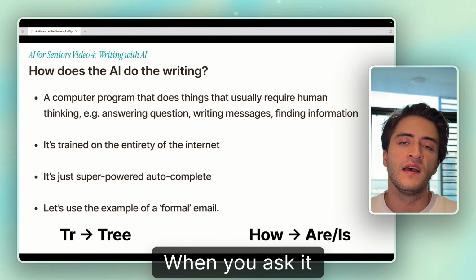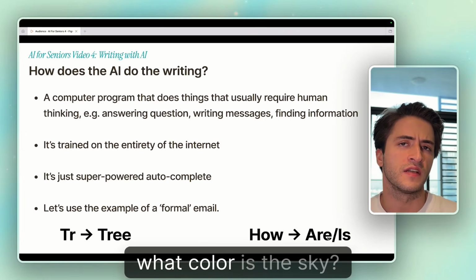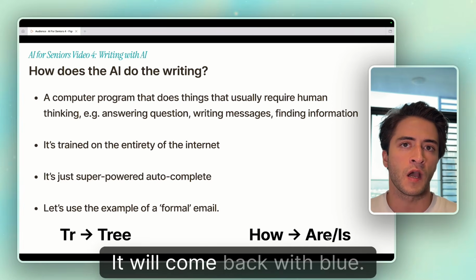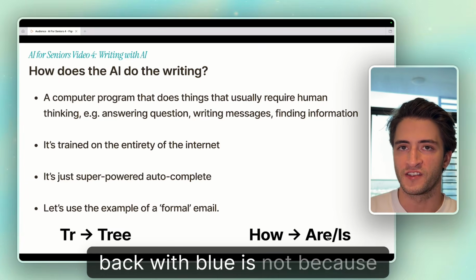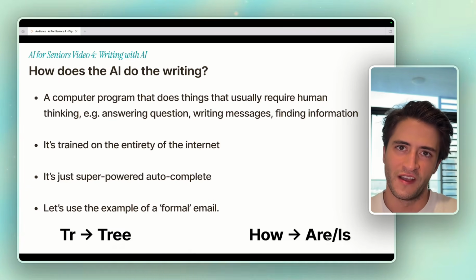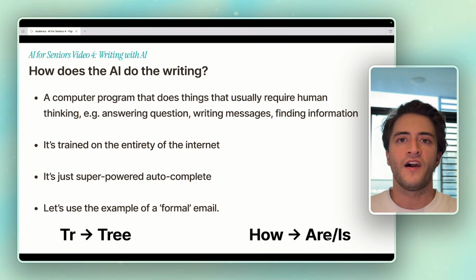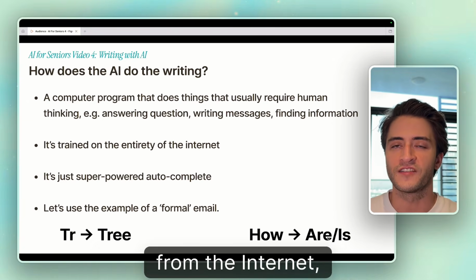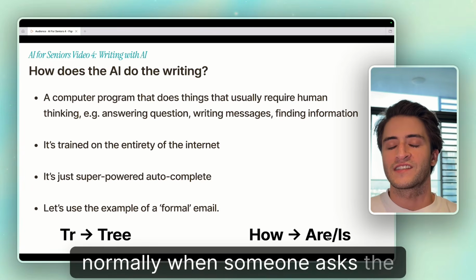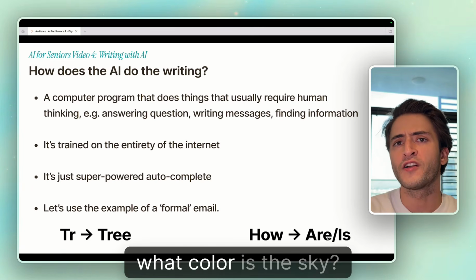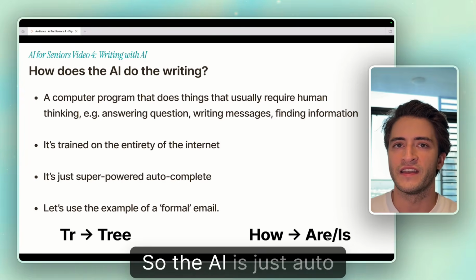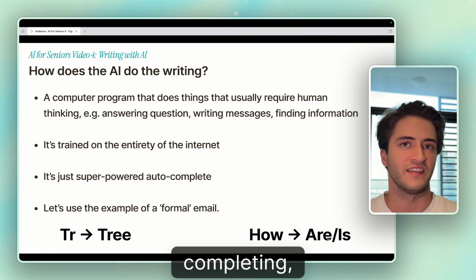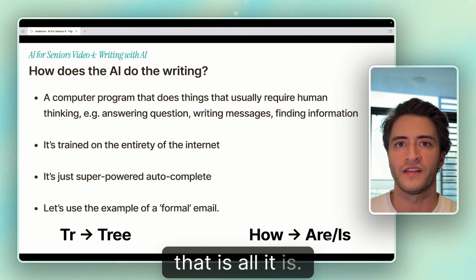When you ask it, what color is the sky? It will come back with blue. And the reason why it comes back with blue is not because it knows the sky is blue, but because based on all of the information it has from the internet, normally when someone asks the question, hey, what color is the sky? Someone else on the internet will reply with blue. So the AI is just auto-completing, essentially. That is all it is.